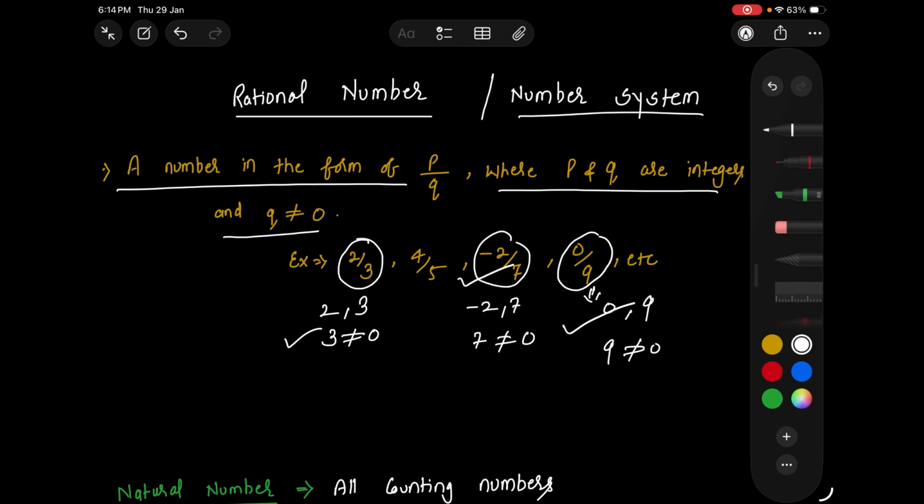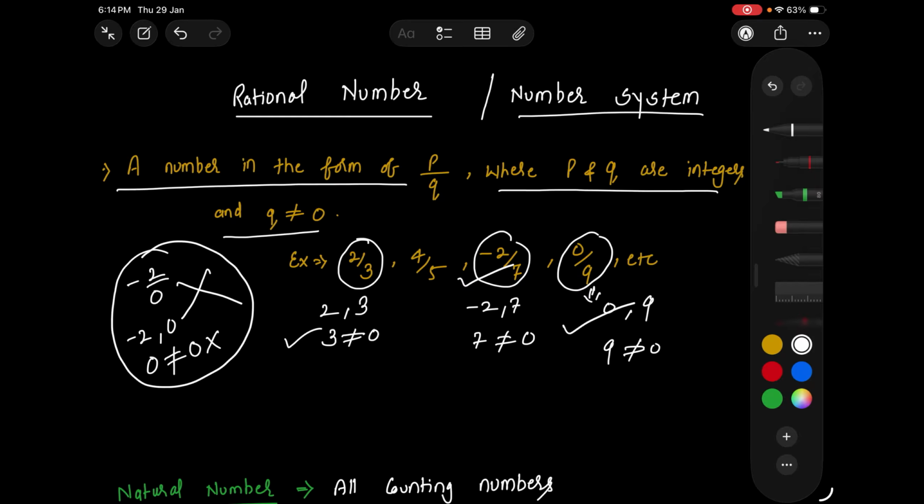For instance, if we take an example like minus 2 upon 0, here minus 2 is an integer, 0 is an integer, but the denominator is equal to 0, and it must not equal 0. Here it's wrong, so this isn't a rational number.